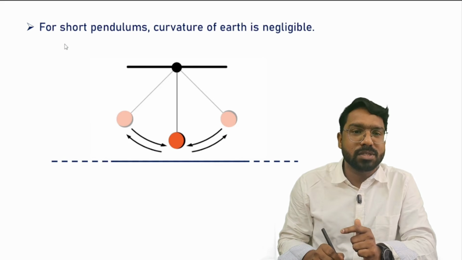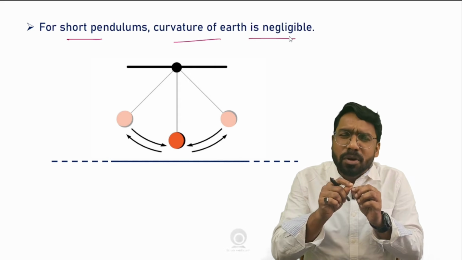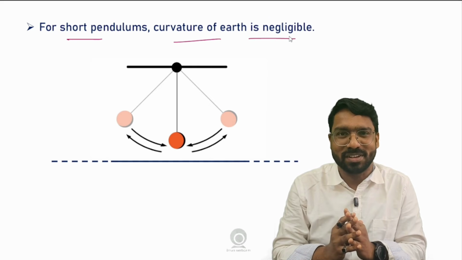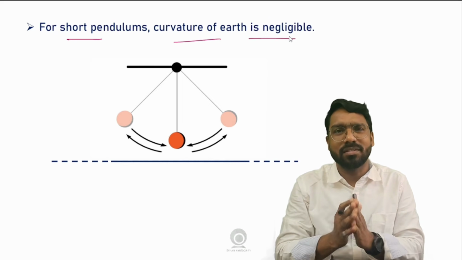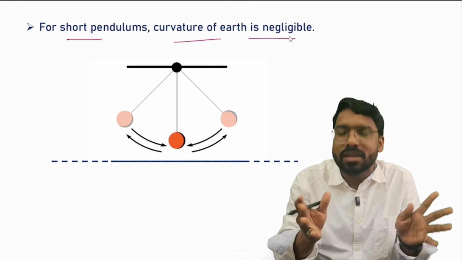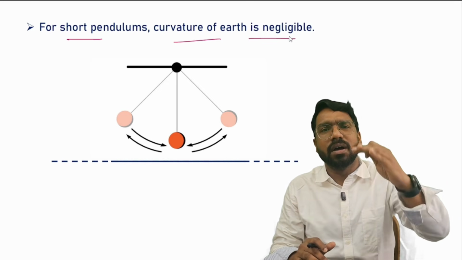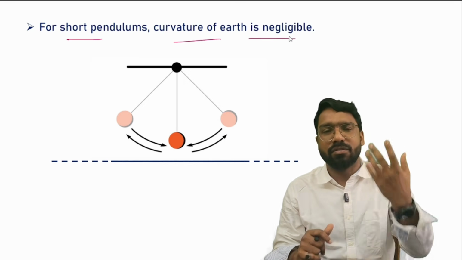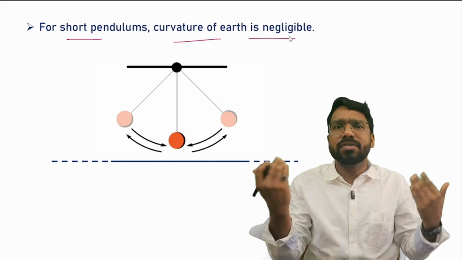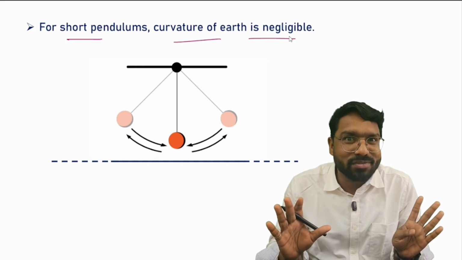For short or standard pendulums, the curvature of Earth is negligible, because the point of suspension will be at a very small height from the surface of Earth. From a small height, we see Earth as flat. Actually, Earth's surface is not flat, but from a multi-story building, the 5th, 10th or 15th floor, when we observe the surface of Earth, it looks flat. Actually, it is not flat, right?